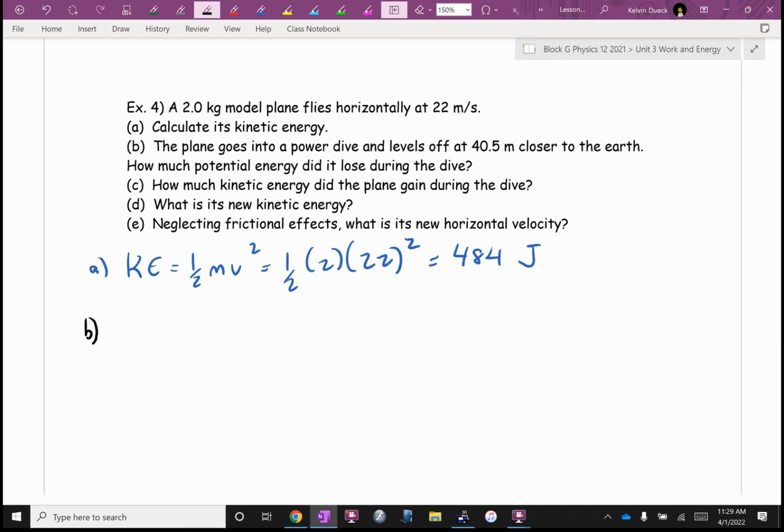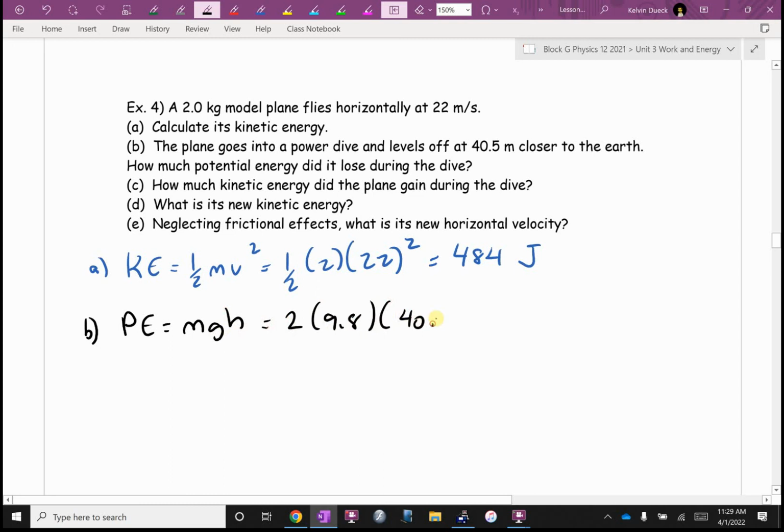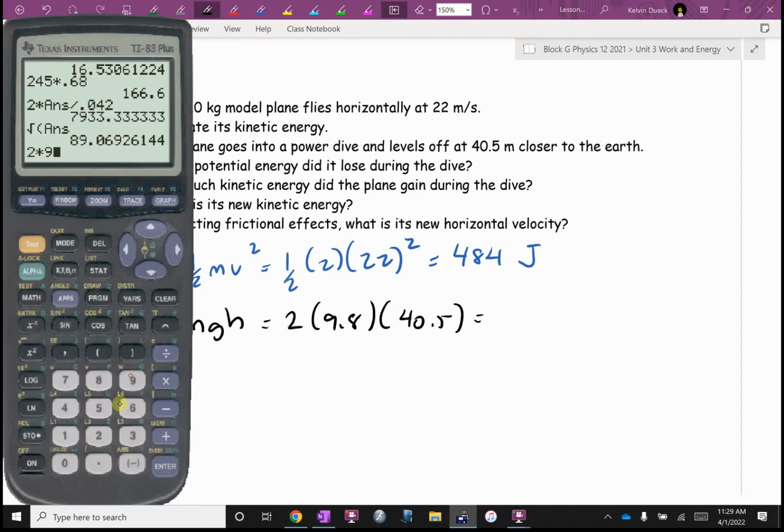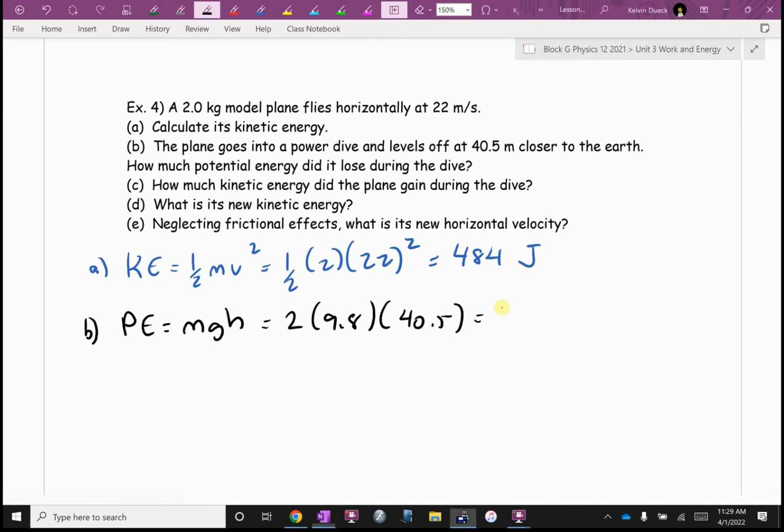B says it levels off 40.5 meters closer to the Earth. How much potential energy did it lose? I guess it lost mgh. 2 times 9.8 times 40.5. It lost 793.8 joules of energy.